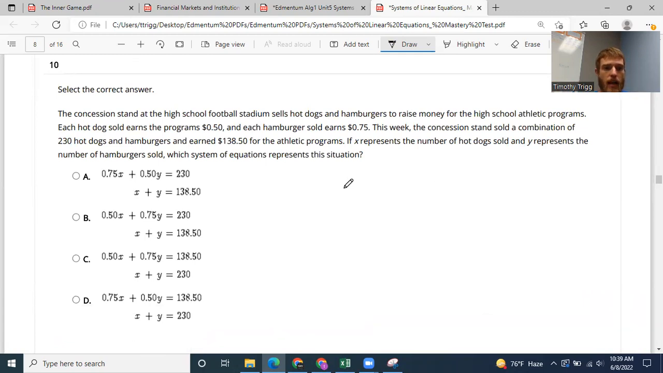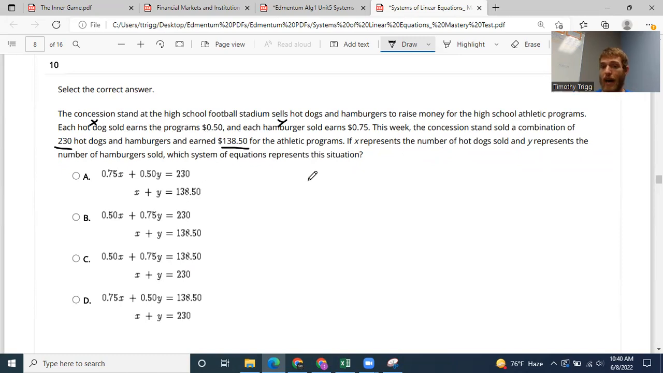The concession stand at the high school football stadium sells hot dogs and hamburgers to raise money for the high school athletic program. Each hot dog sold earns 50 cents. Each hamburger sold earns 75 cents. This week, the concession stand sold a combination of 230 hot dogs and hamburgers and earned $138.50 for the athletic programs. If X represents the number of hot dogs, all right, so hot dogs is X, so that must mean hamburgers is Y. Okay, so there's two equations.